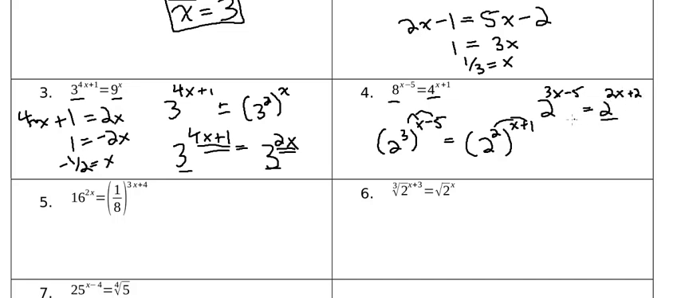Now that the bases are the same, I can set the exponents equal to each other. So 3x minus 5 equals 2x plus 2. Subtract 2x from both sides. Let's try again. Let's add 5 to both sides. Let's bring the negative 5 over. And I'm going to subtract 2x from both sides, and I get x equals 7.